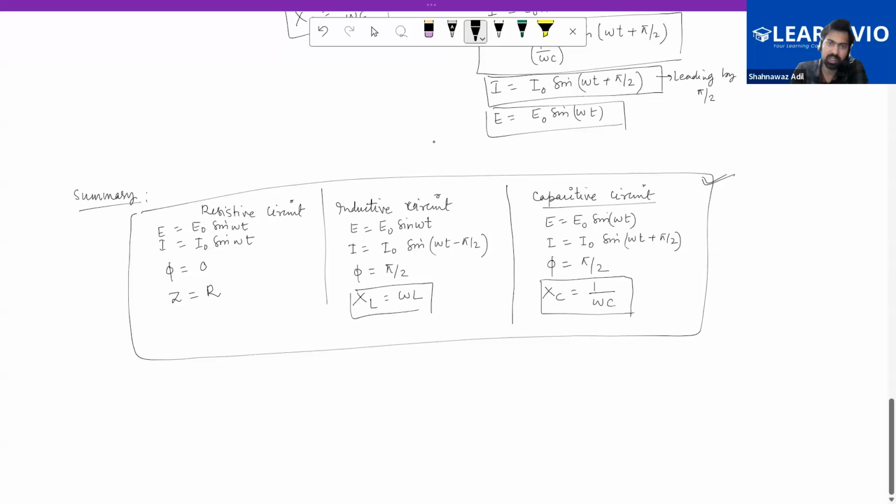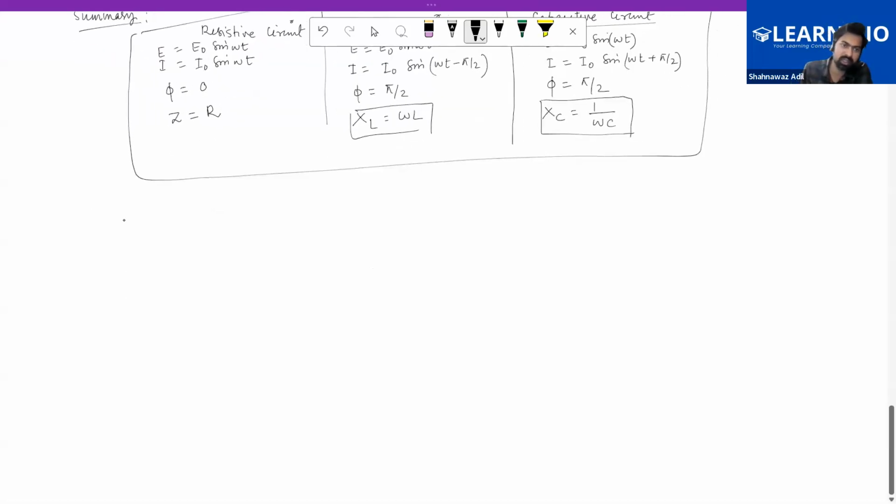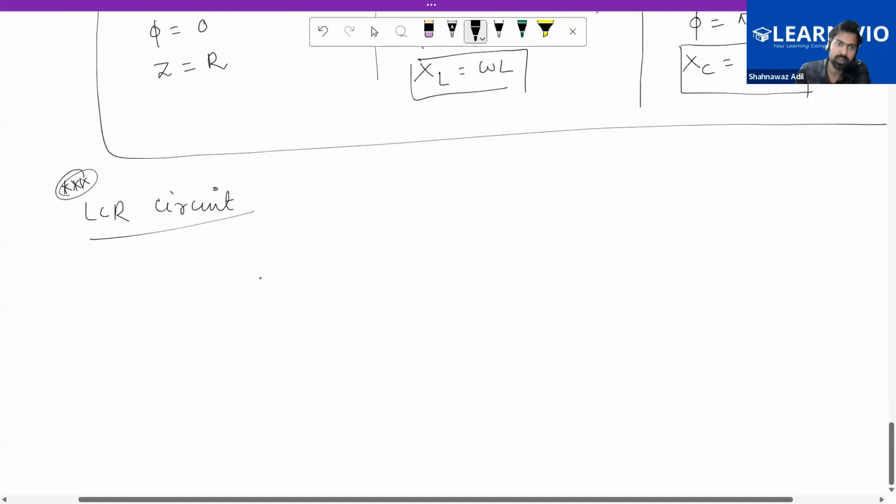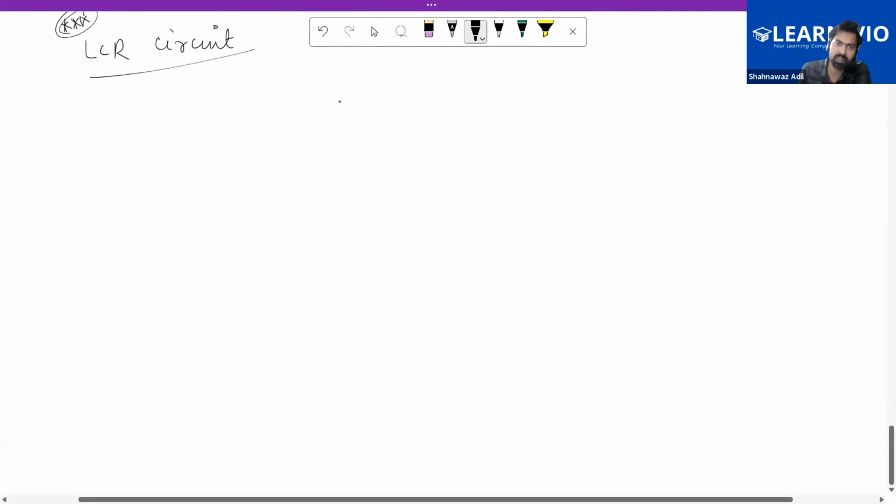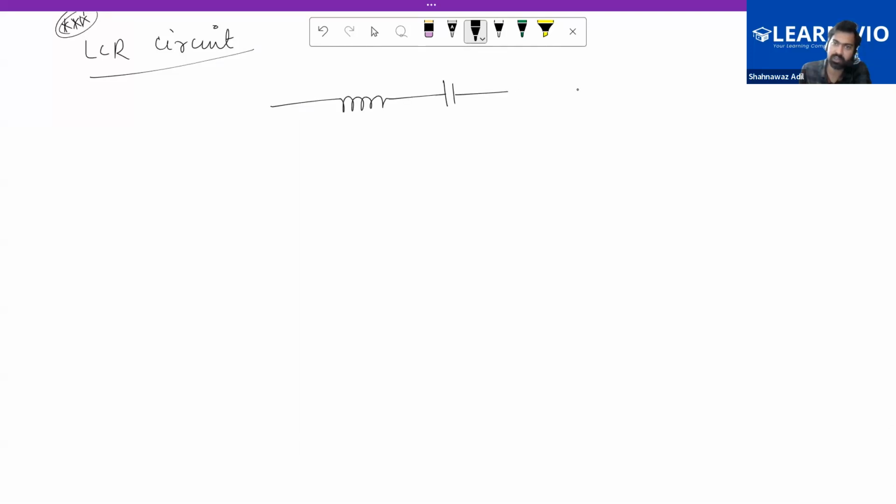Okay, good. So now let us understand the combination of the circuit, and that is called the LCR circuit. And this thing is very, very important, right? What do we have? We have this inductor, and then we have this capacitor, and then this resistor. And then it is connected to this AC supply. So this is the L, C, and R circuit, and this is the voltage that you are supplying.